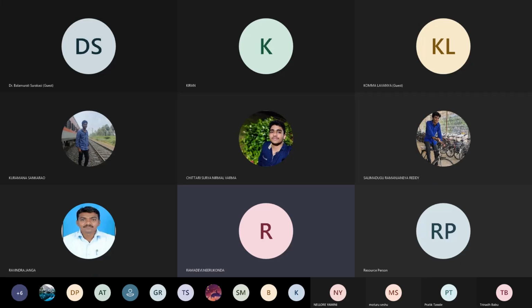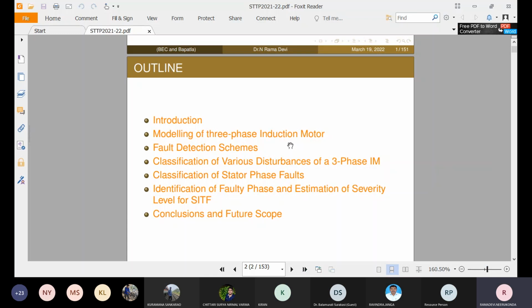faults, identification of faulty phase, estimation of severity level, and conclusions and future scope in this area.